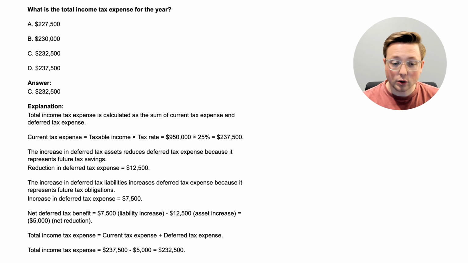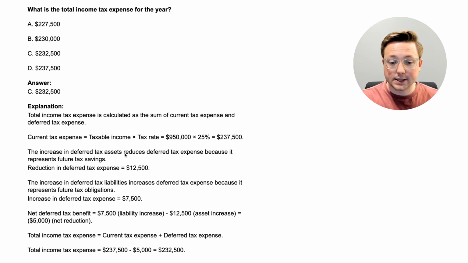Let's walk through this. Total income tax expense is calculated as the sum of current tax expense and deferred tax expense. So we've been learning about deferred tax expense, and in the previous video, we learned about current tax expense, so we're putting it together here. Now, as a reminder, the current tax expense is the taxable income, not pre-tax income, it's the taxable income, multiplied by the tax rate. So $950,000 multiplied by 25% gives you $237,500.